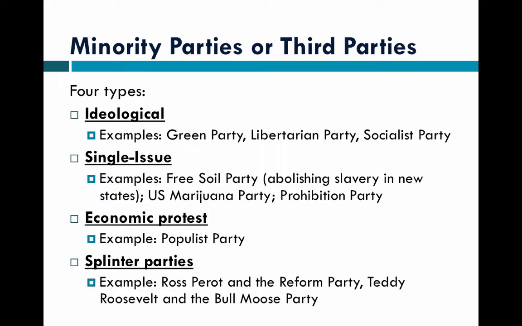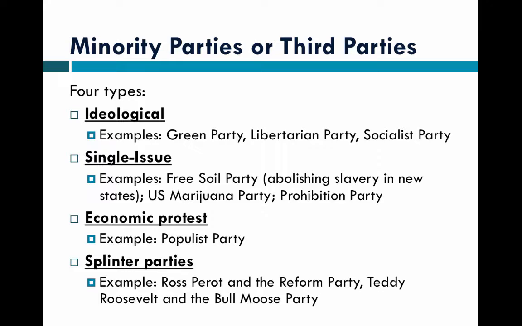Generally speaking, there are four types of third parties. The ideological parties are made up of people who feel like the two major parties are not adequately dealing with issues on a fundamental level across several issue areas. So usually these are small, but they're longer term. So the Green Party, Libertarian Party, Socialist Party, and there are various socialist parties. These are longer standing groups, and they have various issue stances. They mirror in many ways the major parties, but they are smaller and not as powerful.